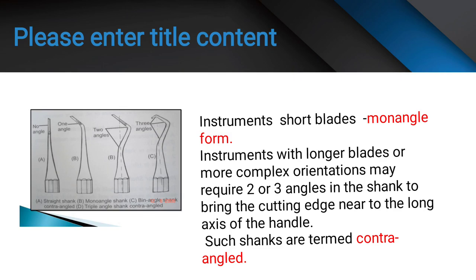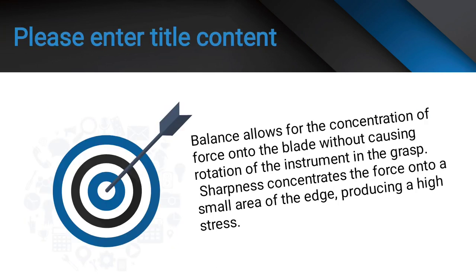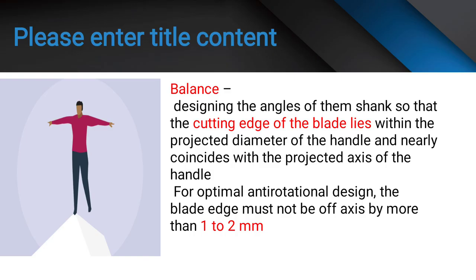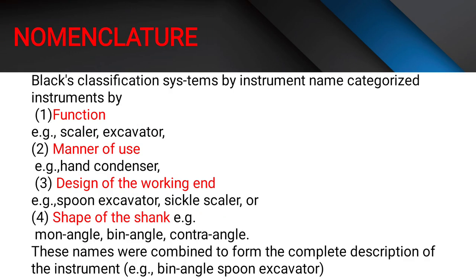G.V. Black has given names to the instruments and also given a classification based on these names. Based on the function, they are classified as scaler or excavator. Based on the manner of use, they are classified as hand condenser. Based on the design of the working end, they are classified as spoon excavator and sickle scaler. And based on the shape of the shank, they are classified as monoangle, biangle, and contra angle. All these names were combined to form a complete description of the instrument.